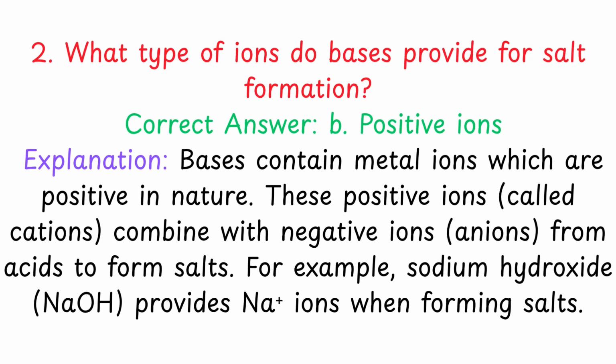2. What type of ions do bases provide for salt formation? Correct answer, B. Positive ions. Explanation. Bases contain metal ions, which are positive in nature. These positive ions, called cations, combine with negative ions, anions, from acids to form salts. For example, sodium hydroxide, NaOH, provides Na+ ions when forming salts.